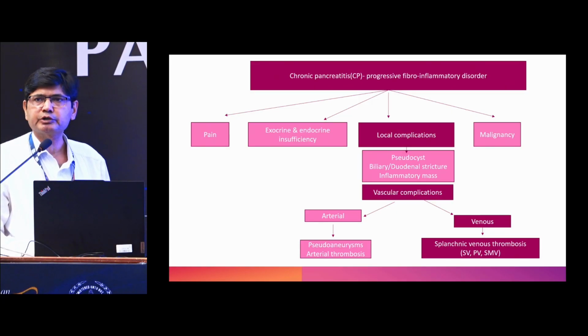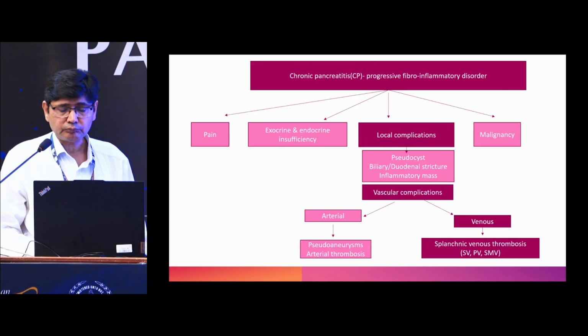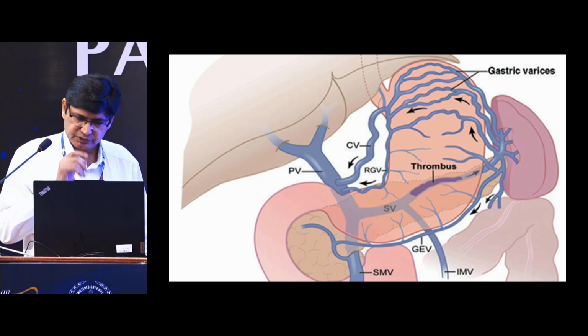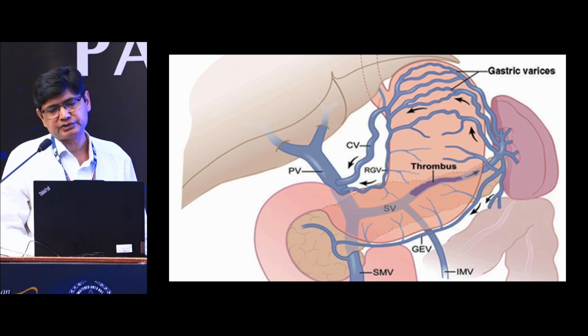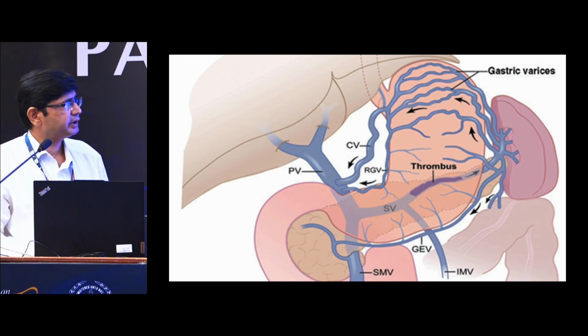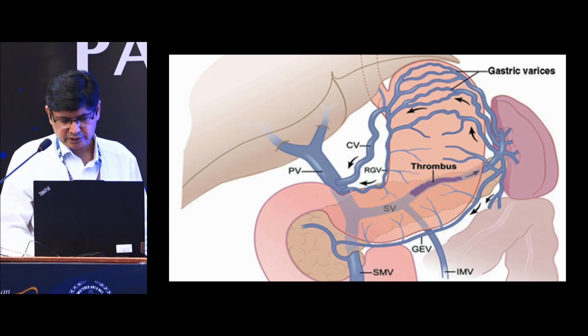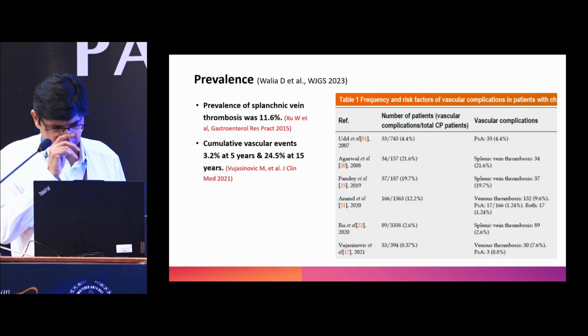This is the diagrammatic representation of the same process. Here you can see the thrombus lying in the splenic vein, forming collaterals and causing sinistral portal hypertension.